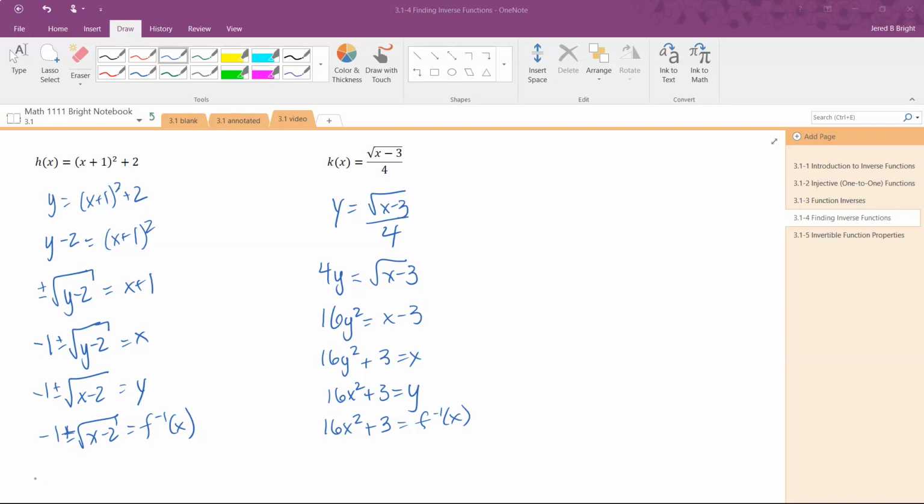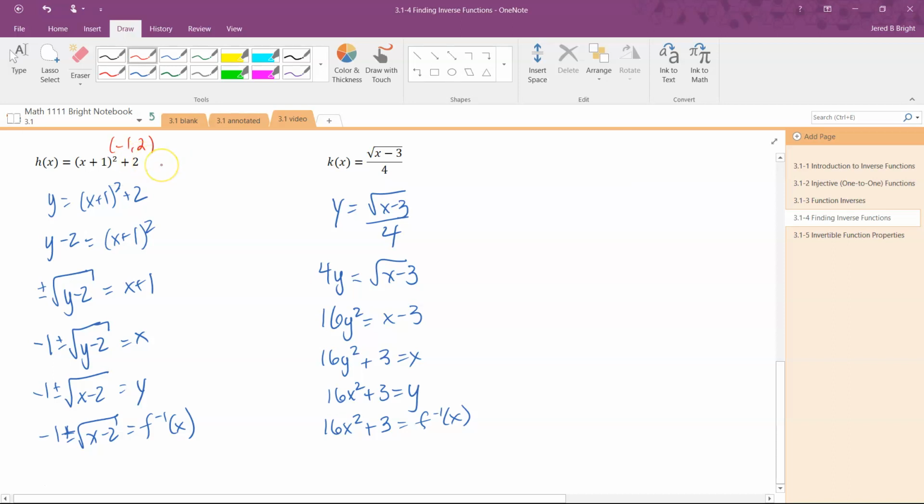Does h satisfy the horizontal line test? No. But yeah, we can find an inverse, right? The thing is, in order for it to have an inverse, we need to restrict the domain. So you might remember that this is a parabola with a vertex. So the vertex is going to be at (-1, 2), since it's in vertex form.